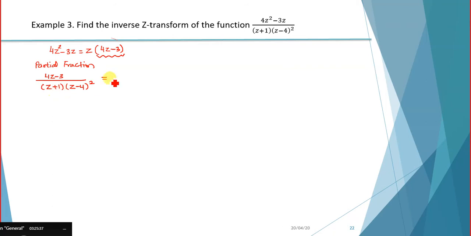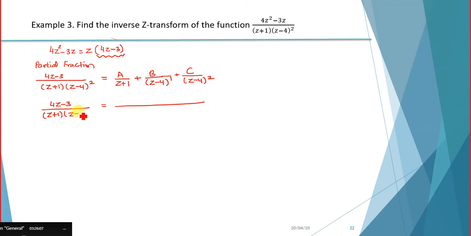Now see, one factor is linear, so A over z plus 1. This is a linear factor repeated twice, so we are going to use another rule for that. B over z minus 4 to the power 1 and C over z minus 4 to the power 2. Same concept as we worked with in the inverse Laplace transform. Then we write (4z minus 3) over (z plus 1)(z minus 4) to the power 2. So here the denominator should be the same, (z plus 1)(z minus 4) to the power 2.